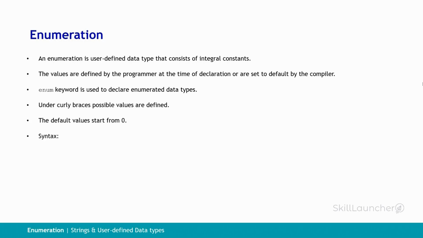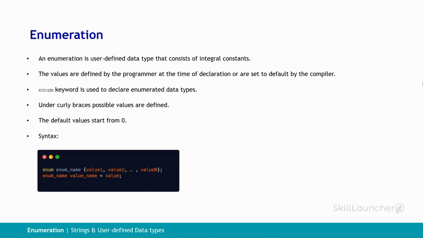Let us see the syntax. The enum keyword is followed by a name, which would be the name of our enumeration. Then under curly brackets, the possible values are defined, separated by commas. After defining enumerated types, a variable is created.